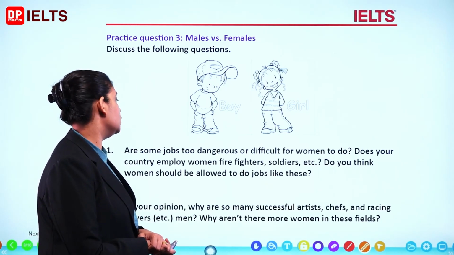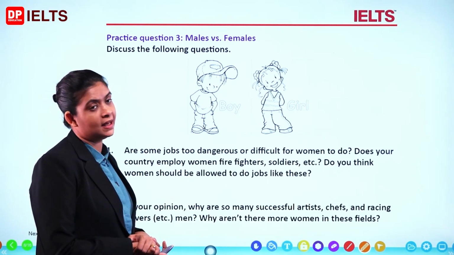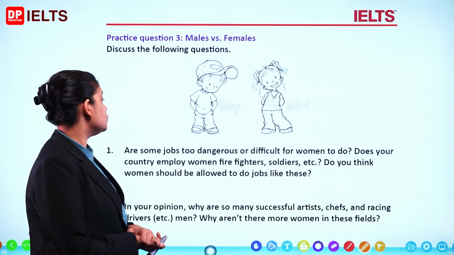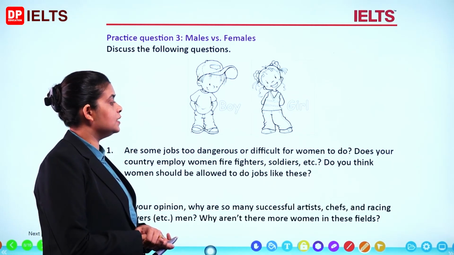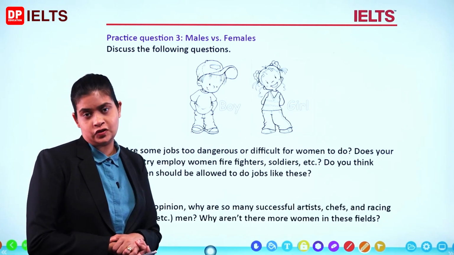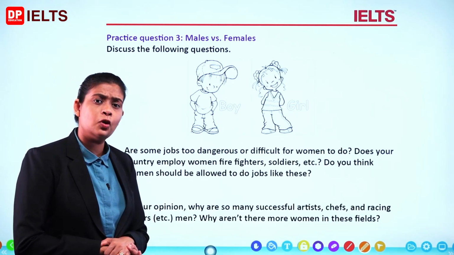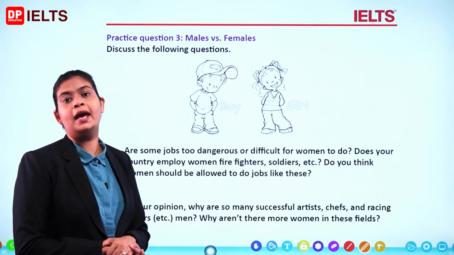Do you think women should be allowed to do jobs like this? So, I think actually some jobs are very dangerous. And some jobs require a lot of manpower.